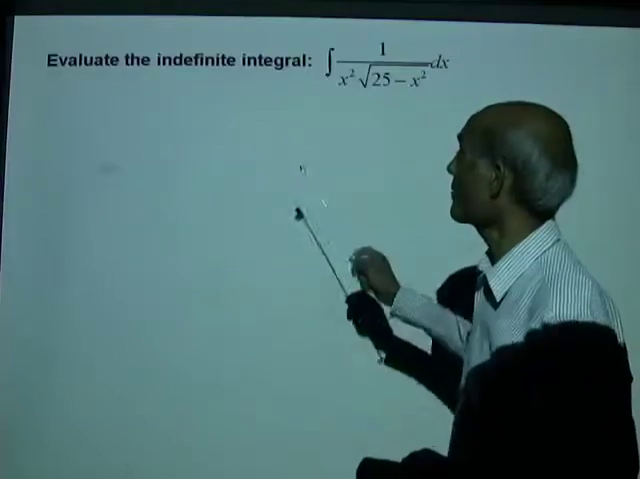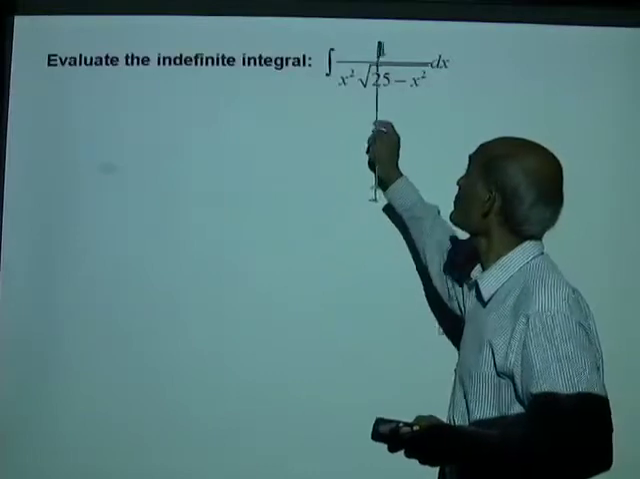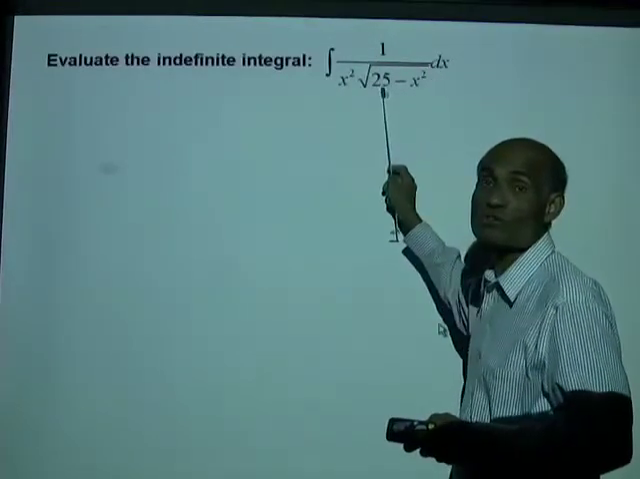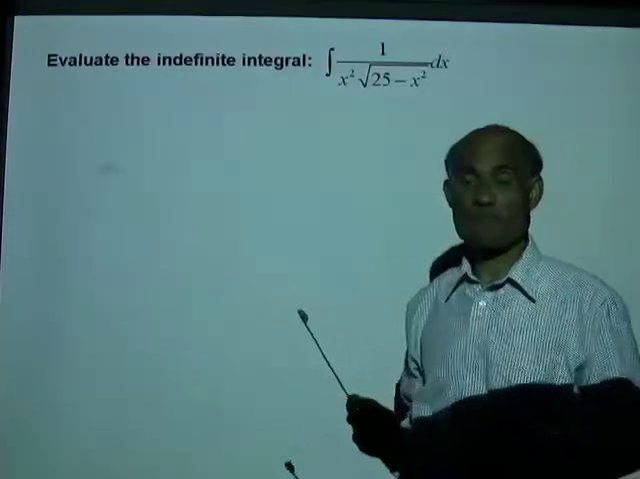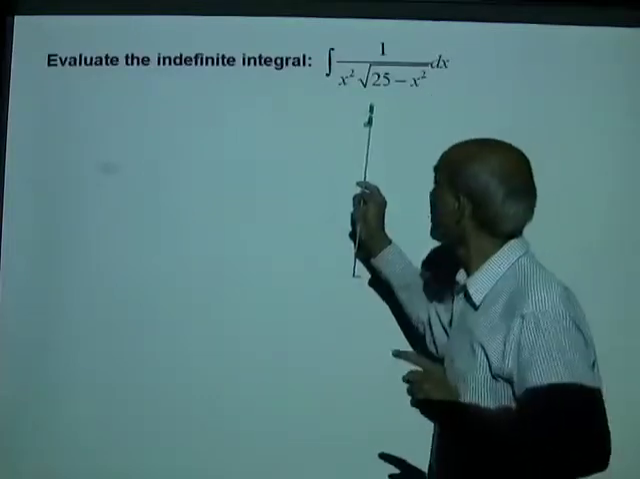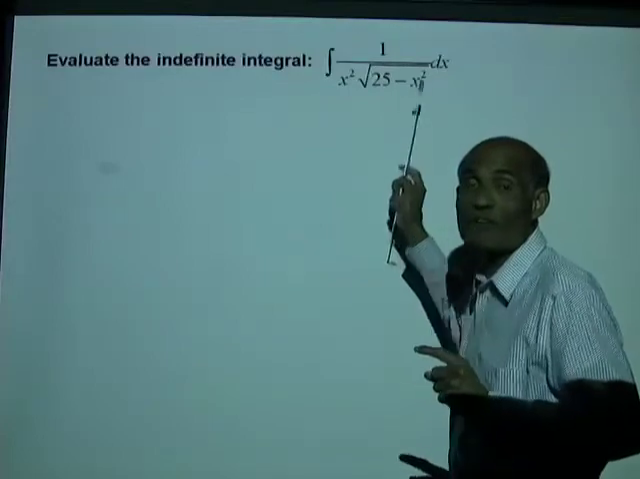Practice this with an example. Evaluate the indefinite integral of 1 over x squared square root 25 minus x squared dx. Alright. Now, the basic quantity you look at here is this square root 25 minus x squared.